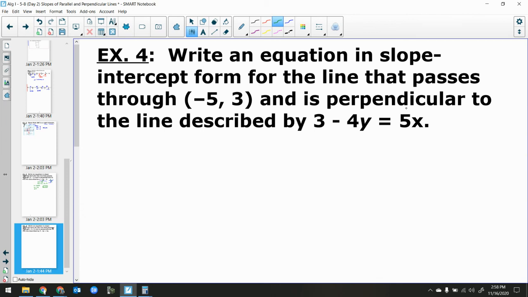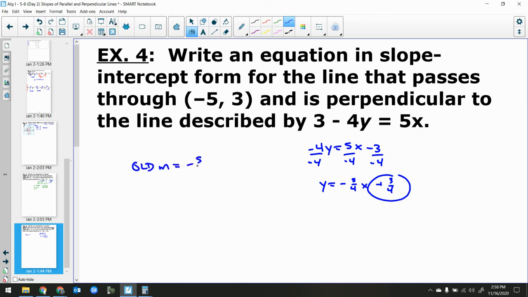Remember that you're going to have to solve this for y to figure out what the slope is, and then take the opposite reciprocal slope of that. So I'm going to solve this one for y. First thing, I've got to subtract the 3. Negative 4y is equal to 5x minus 3. I divide by negative 4, and I get y is equal to negative 5/4 x plus 3/4. But I don't really even care about this plus 3/4. The old slope is negative 5/4, which means my new slope is going to be positive 4/5.